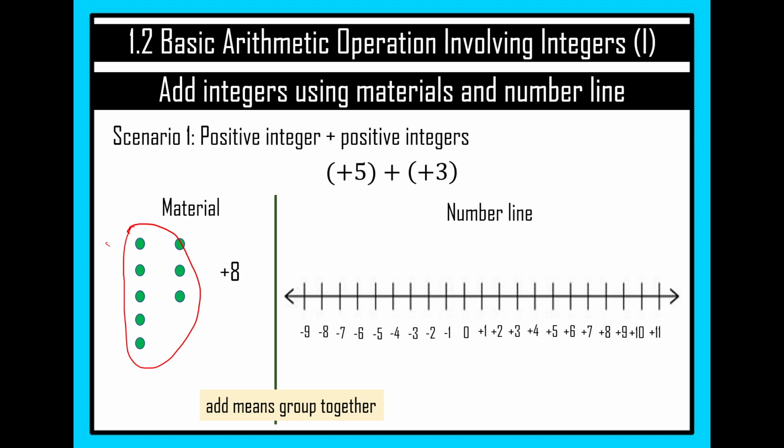Now let's look at how to represent them on number line. We're going to start at 0 and then move to the right until we get positive 5. And then from there, we move another 3 because positive is to the right side. In the end, I landed at positive 8.